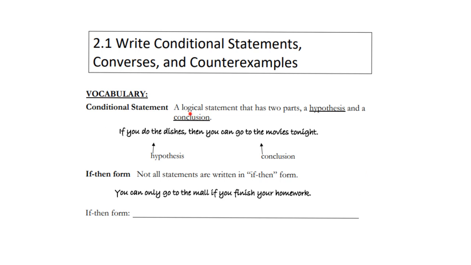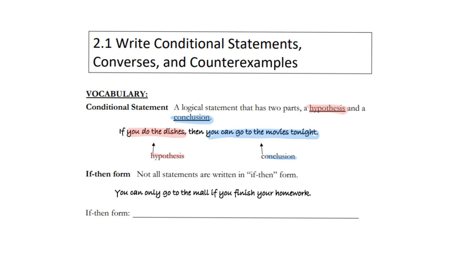A conditional statement is a logical statement that has two parts. One is the hypothesis, and then one is the conclusion. I'm going to use red highlighting when I talk about the hypothesis, and I'm going to use blue highlighting when I talk about the conclusion. So here is that same statement. If you do the dishes, then you can go to the movies tonight. Our hypothesis is that you do the dishes. That is the condition that needs to be met in order for the conclusion, you can go to the movies tonight, to follow. Okay, so hypothesis and conclusion.